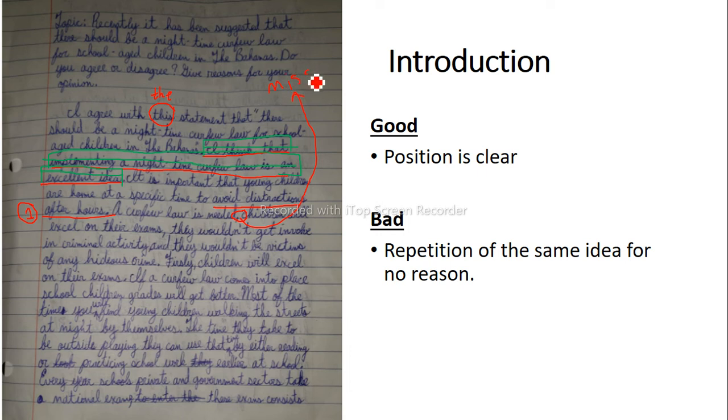Okay, missing phrases. That's important. They miss a whole important thing. You can't just say "a curfew law is needed, children will excel in the exam." What's the connection between the curfew law being needed and children excelling in the exam? Or are you saying that the curfew law is needed because it will help the children to excel in the exam? If that's the case, then tell us. "A curfew law is needed because this will help the children to excel on the exam."